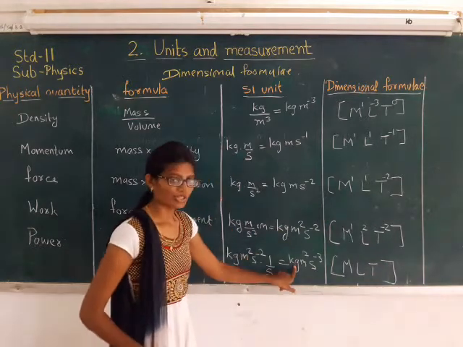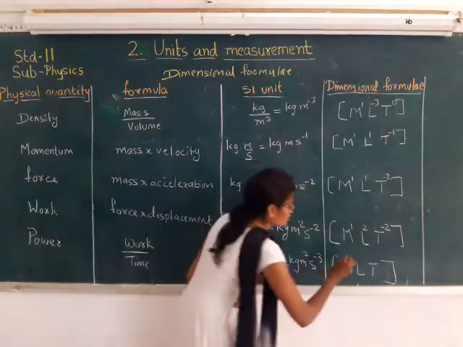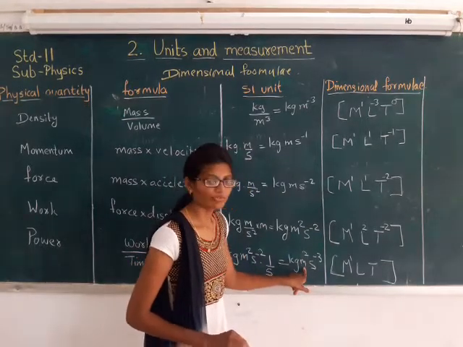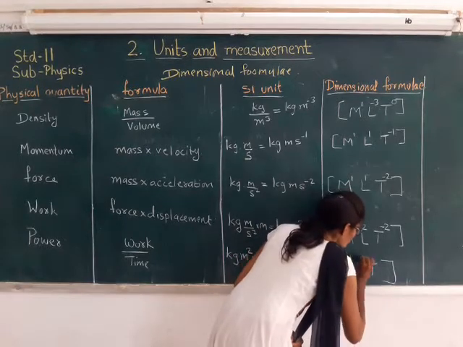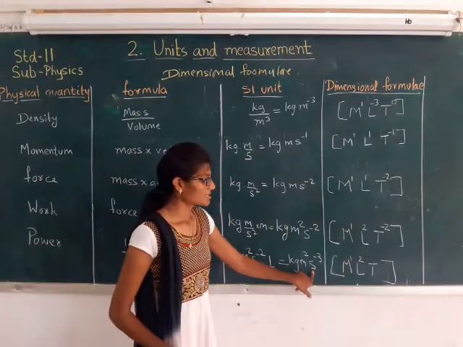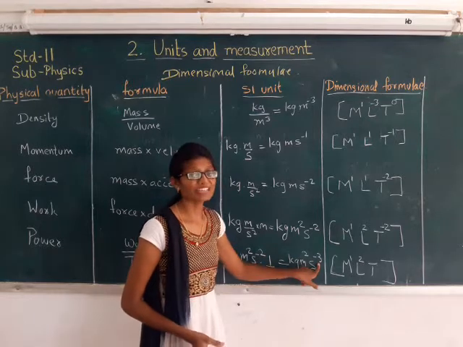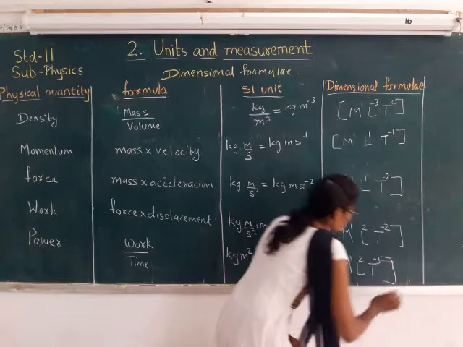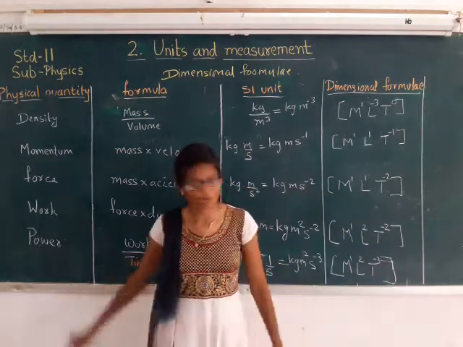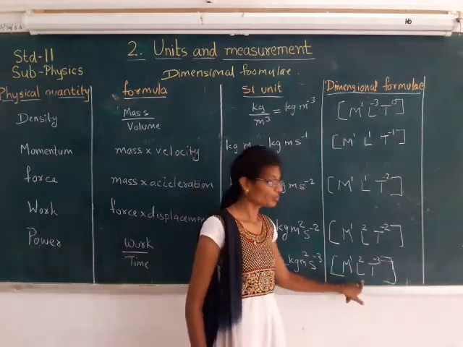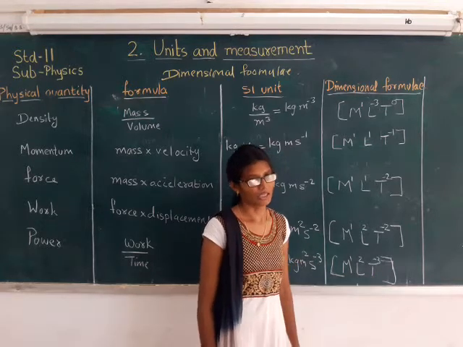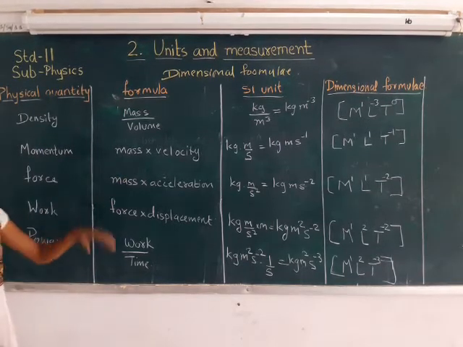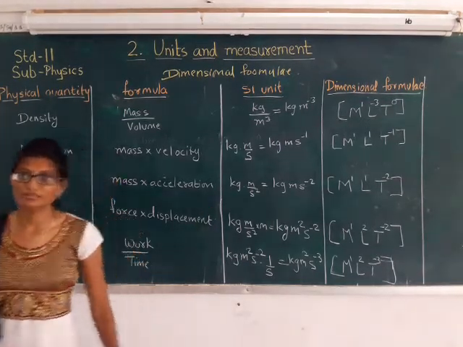kg, unit of mass, its power is 1. So over M we write 1. Meter, that is the unit of length, its power is 2. So over L we will be writing 2. Second, that is unit of time, its power is minus 3. So over T we will be writing minus 3. So the dimensional formula for power is M1 L2 T raised to minus 3. So students, copy down these 5 physical quantities and their dimensional formulas.